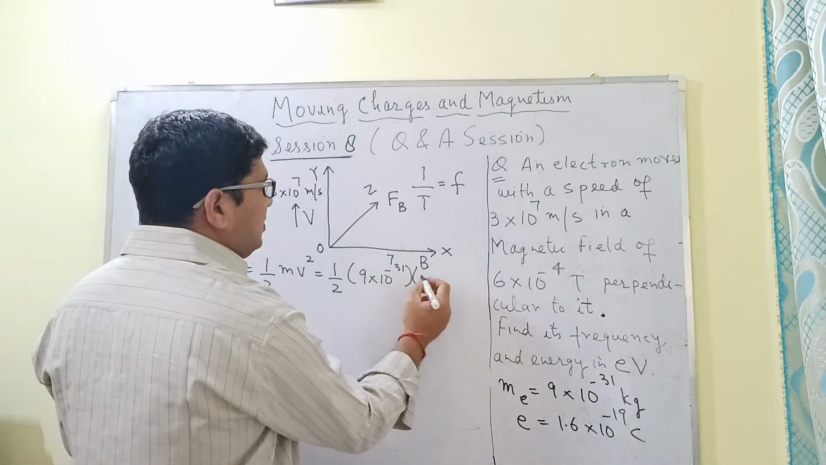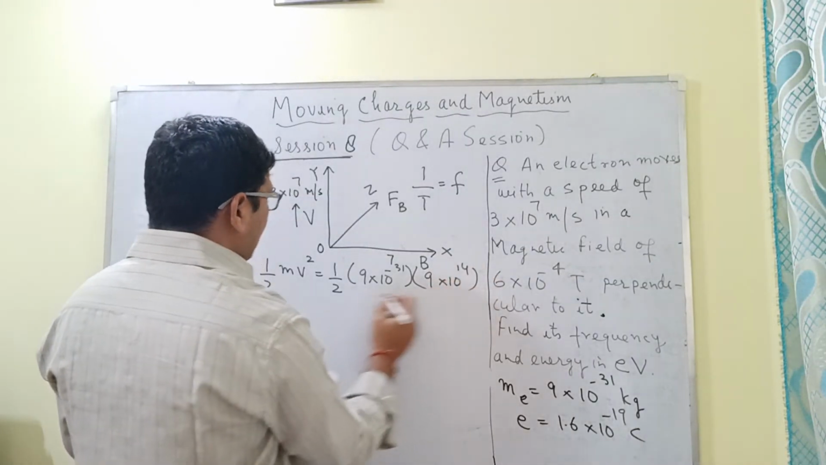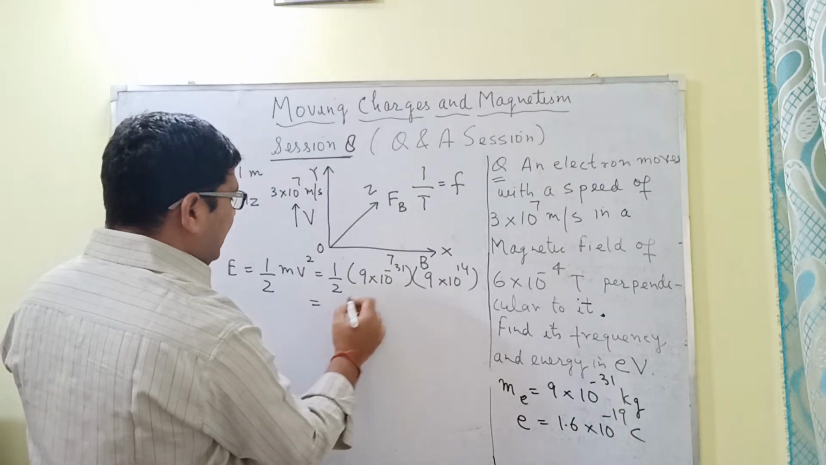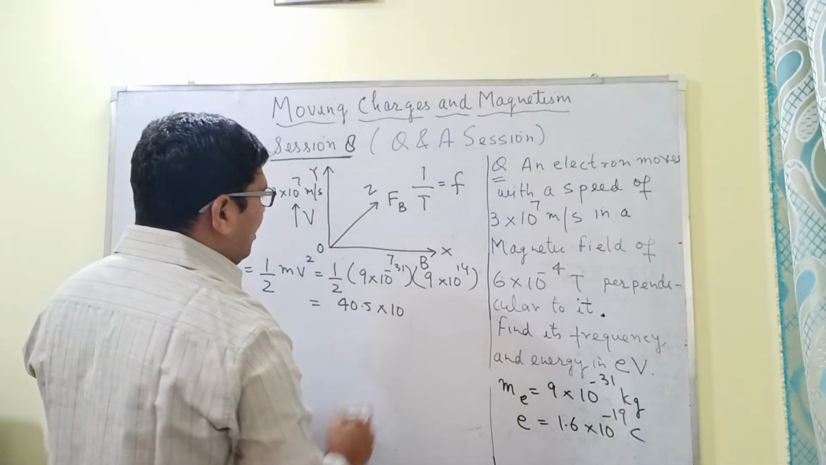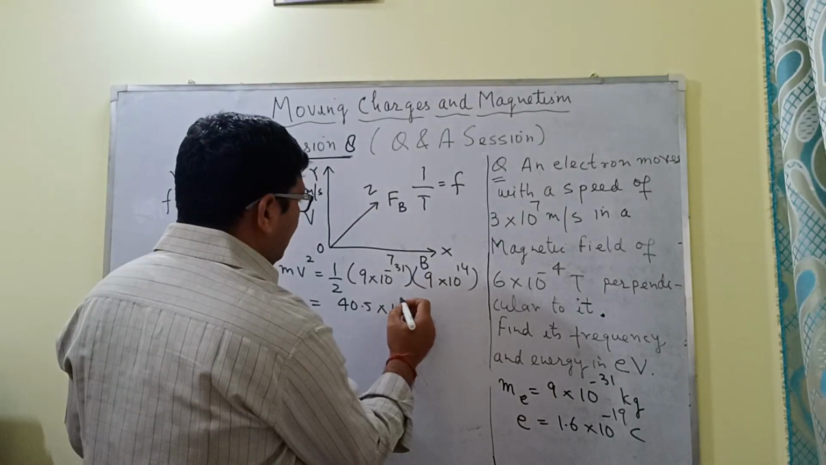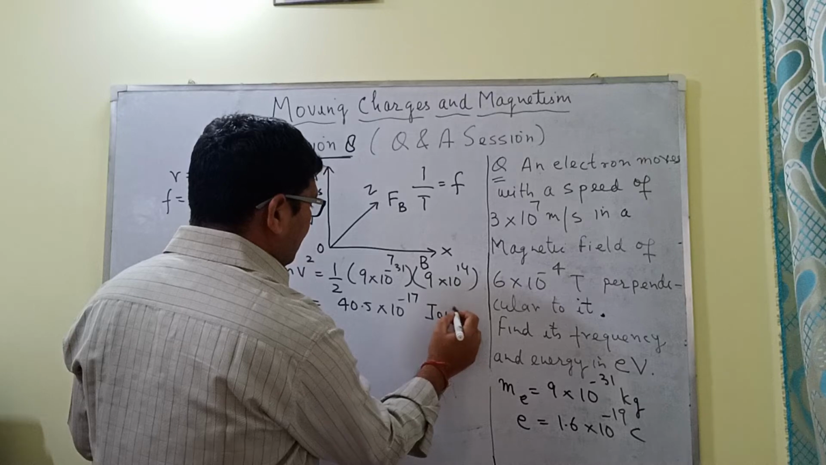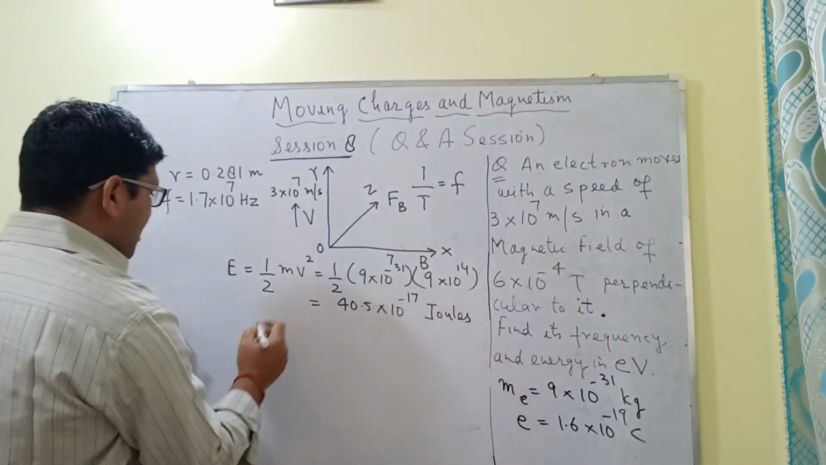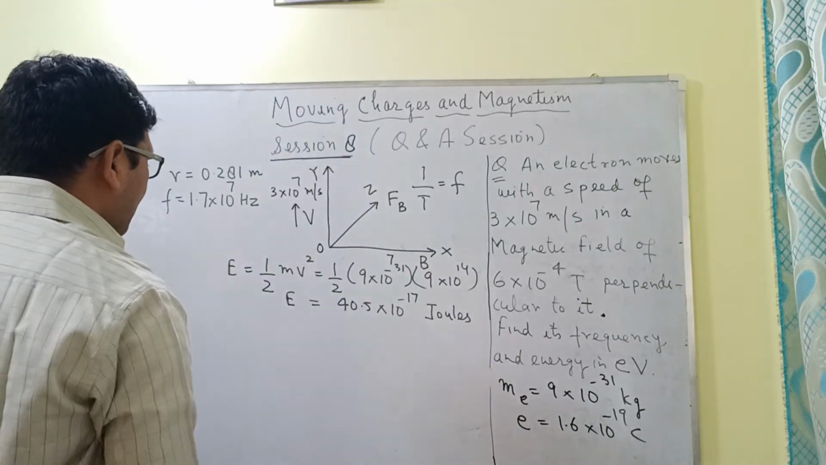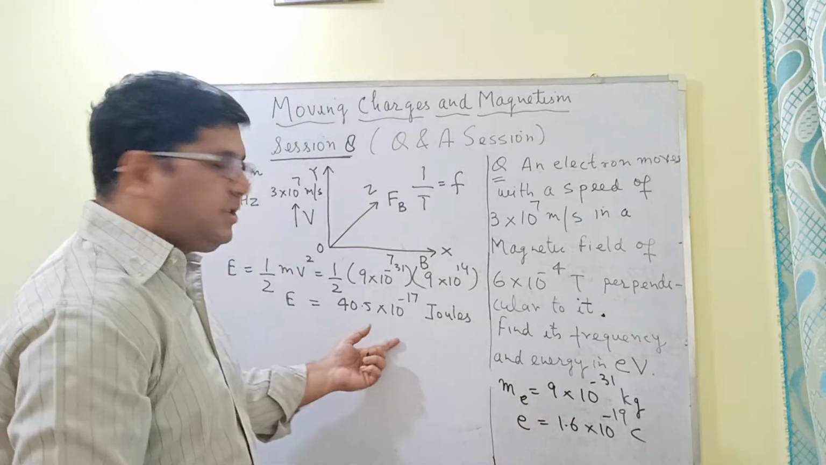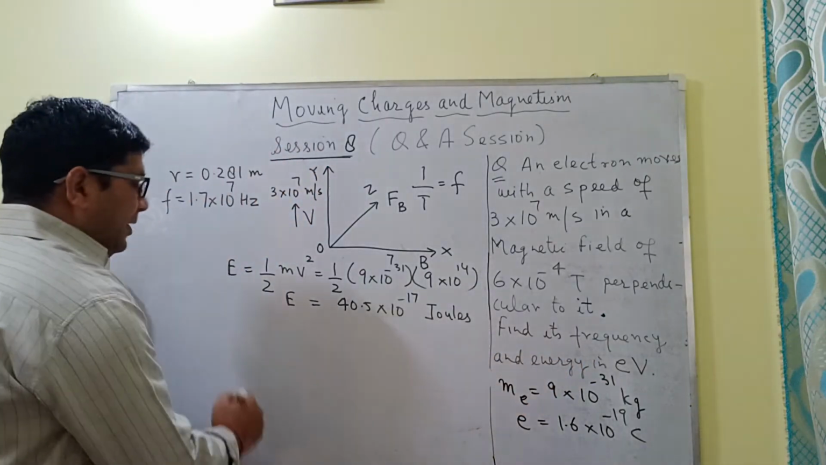So if we square it, then it will become 9 into 10 to the power 14. So finally we are getting 9 into 9, that is 81, divided by 2, that is equal to 40.5 into 10 to the power minus 17 joules. Okay. Now this is the energy of the electron in joules. Now we have to find the energy in terms of electron volt.